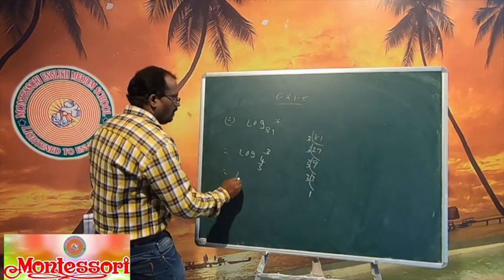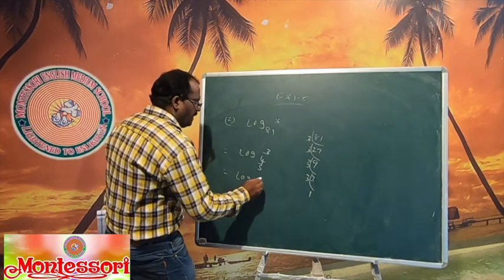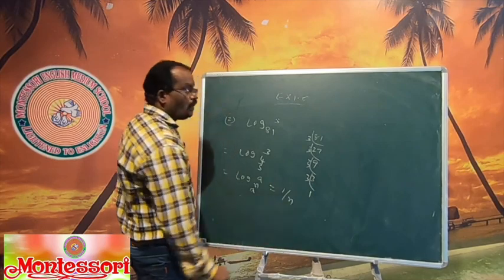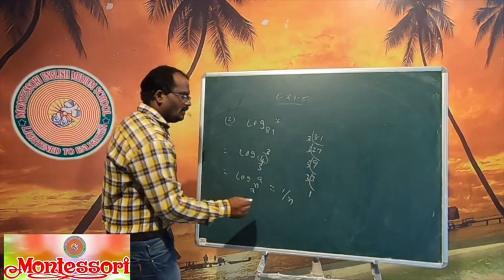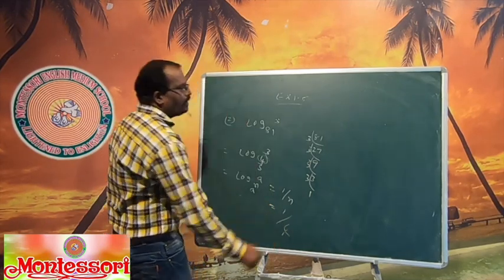Same logic. Log of a power n to the base a is equal to 1 by n. What is n here? 4. That means your answer is 1 by 4.